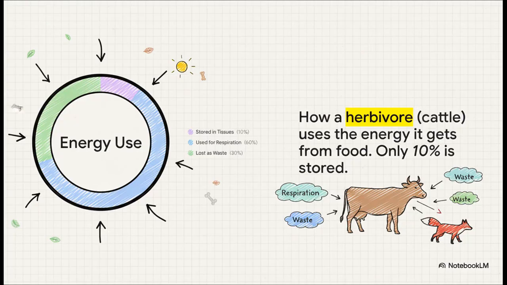This chart shows it perfectly. Let's take a cow eating grass. Of all the energy it gets, a huge 60% is just burned for respiration, breathing, moving around, staying warm. Another 30% is lost as waste. That leaves only that tiny 10% slice that's actually stored in its muscles and tissues. That's the only part that a predator can actually get.